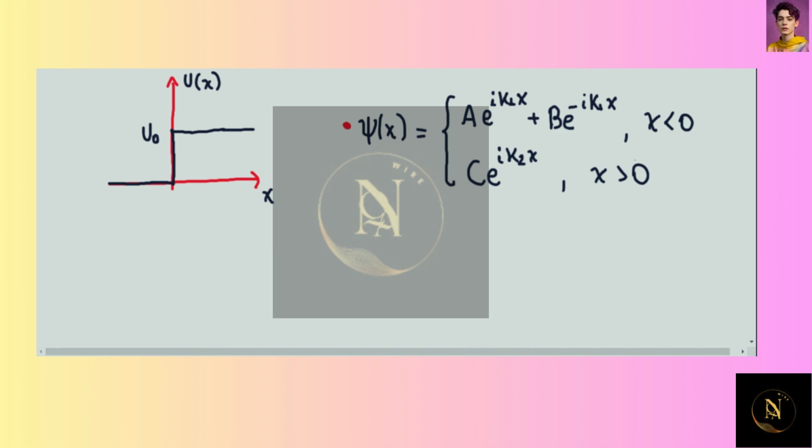And the exercise asks us to use the continuity of the wave function at x equals 0 and of its derivative at the same point in order to find constants c and b as a function of constant a. Here notice that k1 and k2 can be treated just as constants.